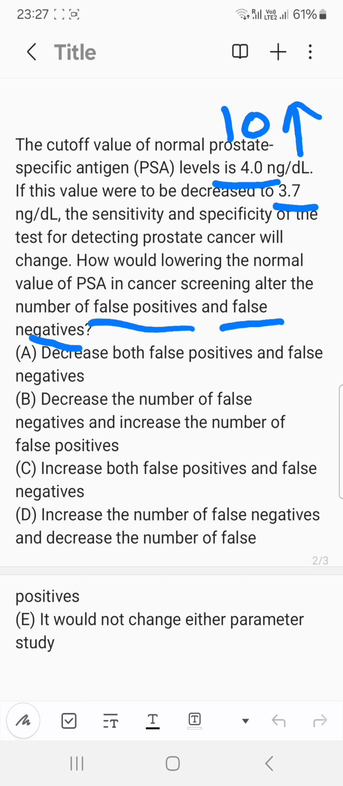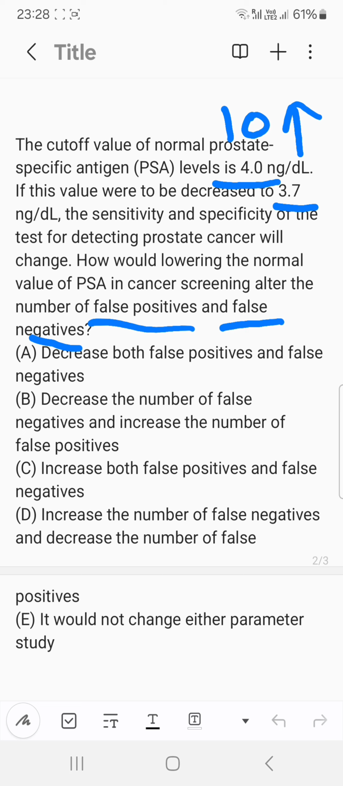So when we are picking more people to have the disease, what will happen to the false positive? We are getting more people into the pool of diseased. That means more people may have a false positive, because we are having a lower cutoff. There will be more people who may not have the disease, but they are diagnosed to have the disease by this test, because we had a lower cutoff.